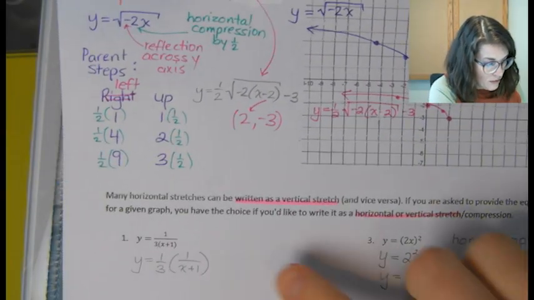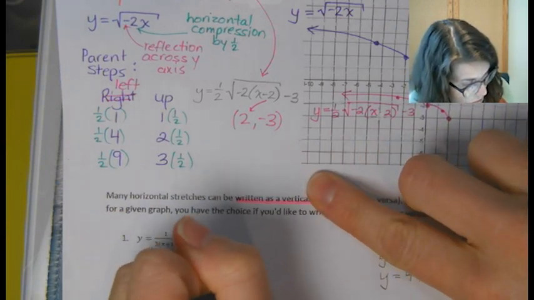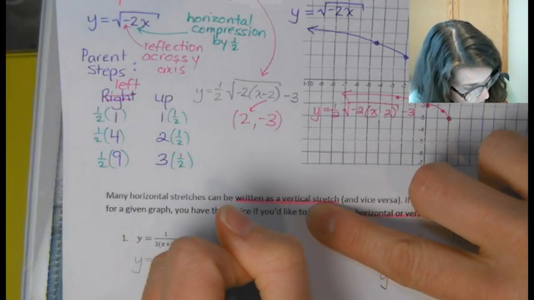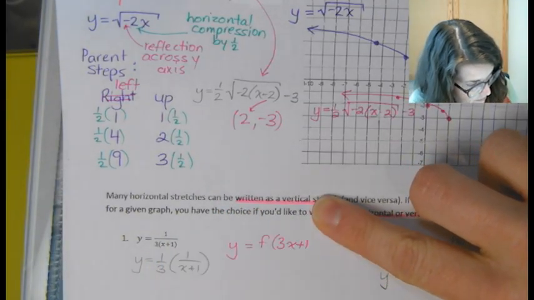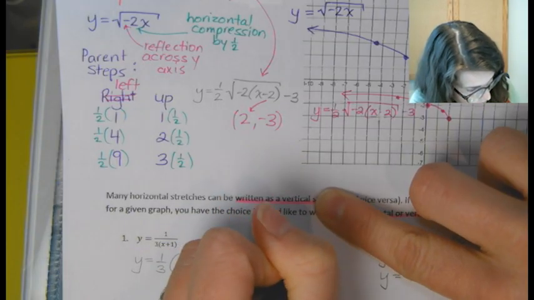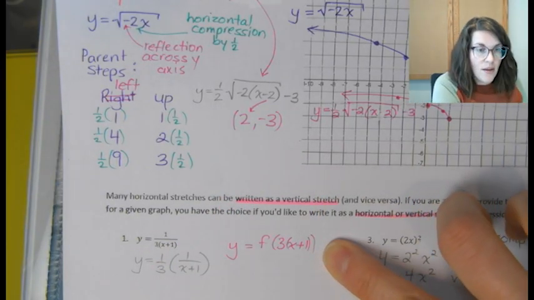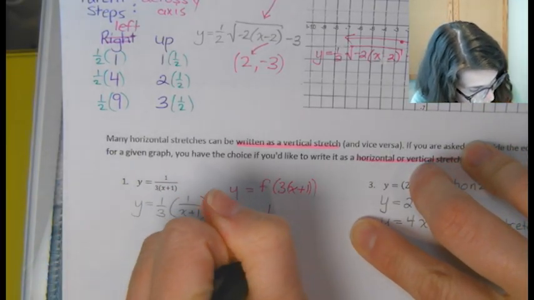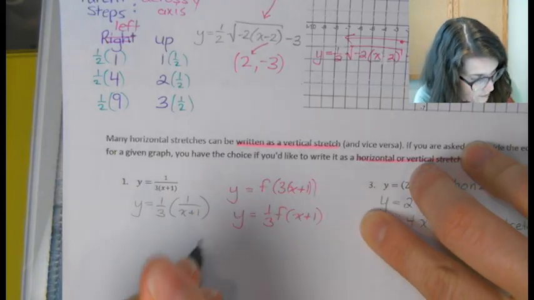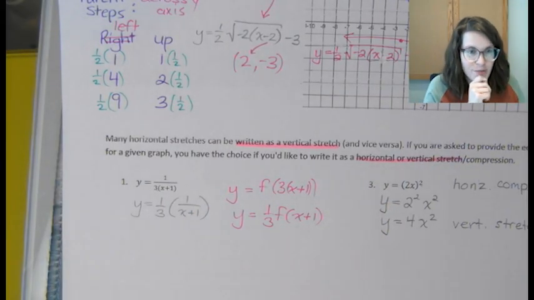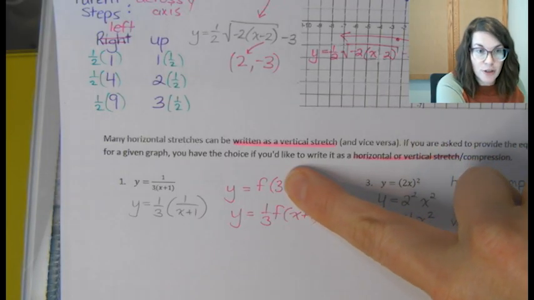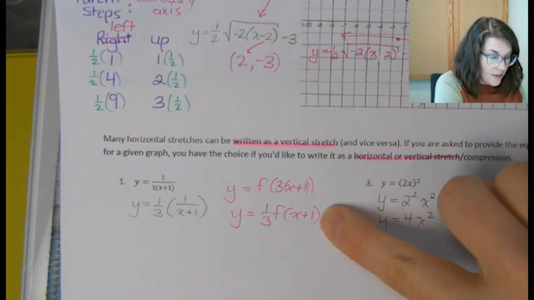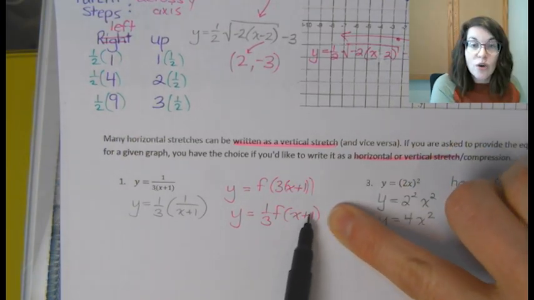Same thing up here. Here we would have y equals f of 3x plus 1. Okay. Down here we would represent it as y equals 1 over 3 f of x plus 1. Which one is horizontal, which one is vertical, right? This is a horizontal stretch or compression. This is the vertical stretch or compression. It's in front of the function. This one is inside of the function, so this is a horizontal shift left or right.